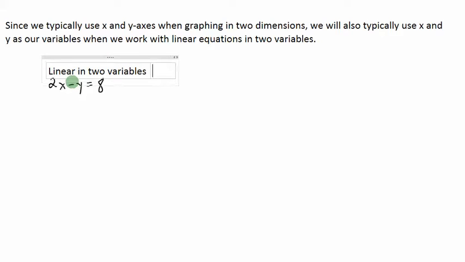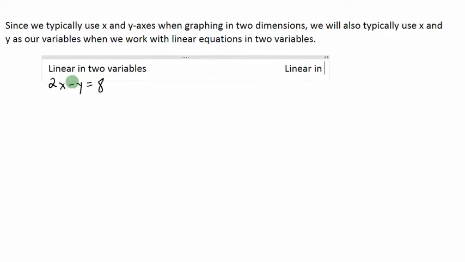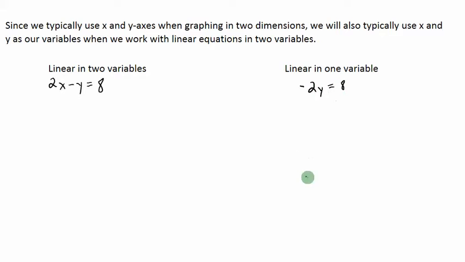And over here, let's look at linear in one variable. Let's make that bigger so it all fits. So let's just say maybe negative 2y equals 8. Okay. These are similar and different.